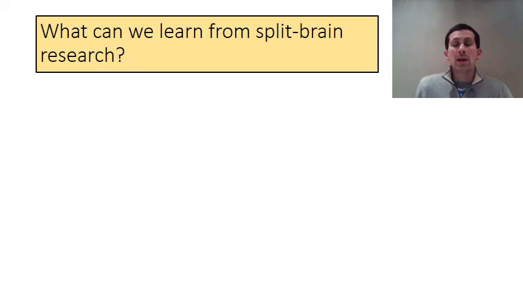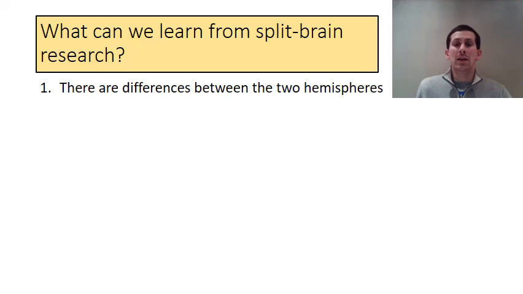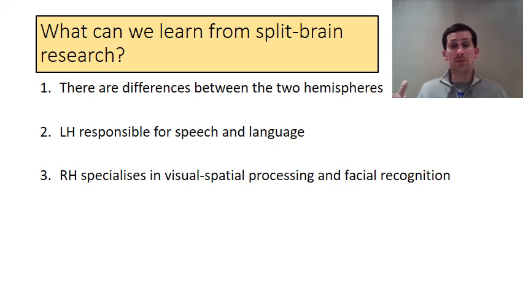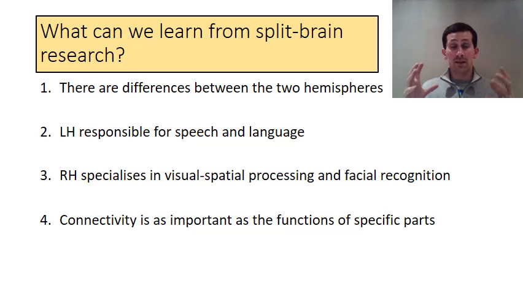So, what can we learn from this research? Why are we learning about it? Well, we're learning that there are differences between the two hemispheres within the brain. And on top of that, the left hemisphere is in charge of speech and language, and the right hemisphere specialises in visual spatial processing and facial recognition. And the connectivity between the two hemispheres is as important as the functions of the left and right by themselves.